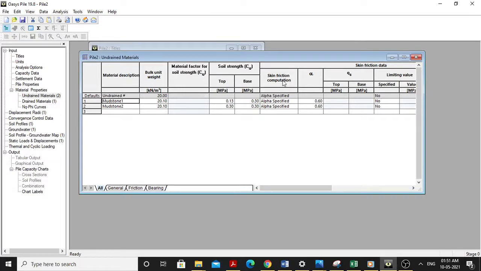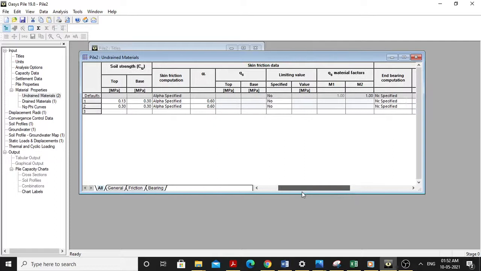And after that, the skin friction is calculated. If you see this bulk density, unit weight, it can be checked from the geotech report in the triaxial compression test. You can find this, or if you see the plasticity index, you can also find this bulk unit weight. After this is skin friction, and if you see there are 3 types by which you can calculate it. One is the skin friction computation by using the alpha, second is the QS, third is by using the limiting value. We are not using this part.